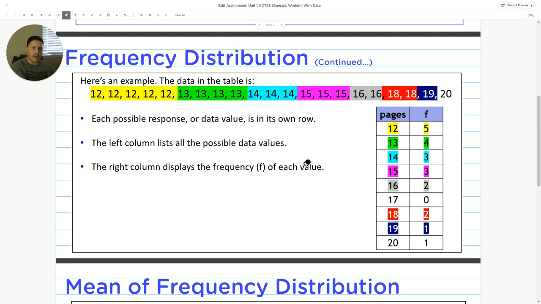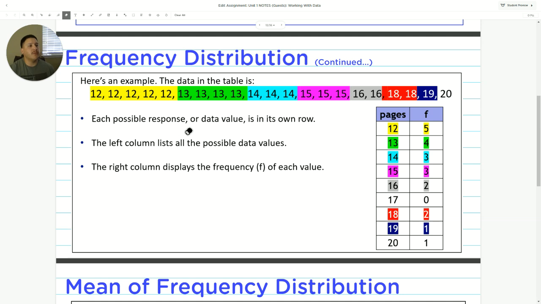So this is just another way of showing y'all an example to kind of correlate this to a data set. So basically 12 happens 5 times. So if we were to write this out in a data set, this would be 12, 12, 12, 12, 12. 13 happens 4 different times, so we're going to write 13 4 times. 13, 13, 13, 13. 14 happens 3 times, so 14, 14, 14, etc. And just continue on in your data set until you get to the last one.